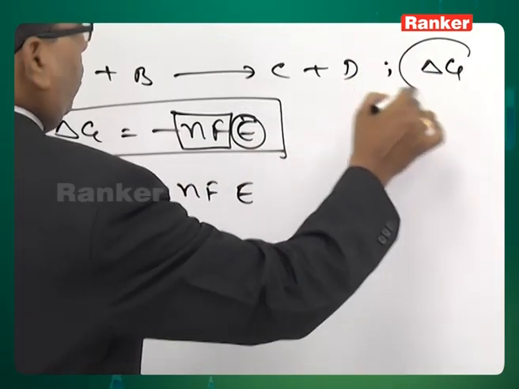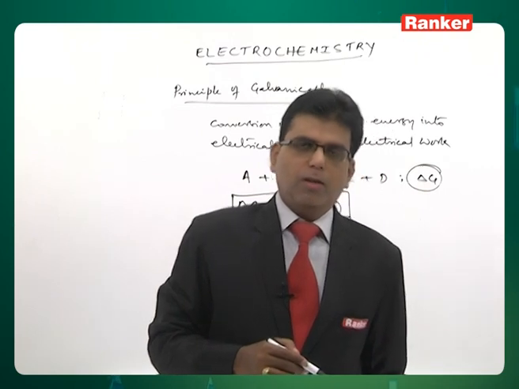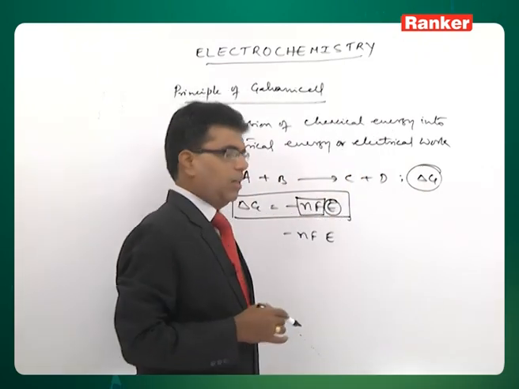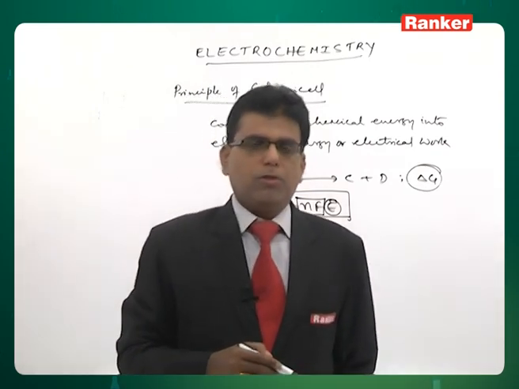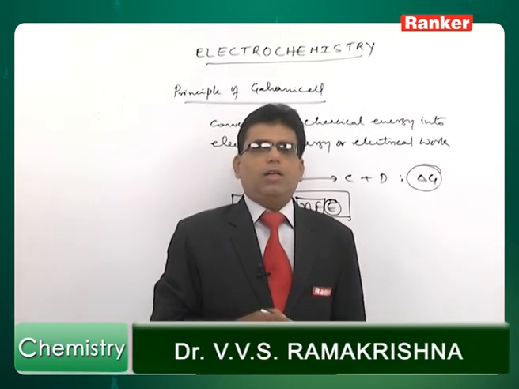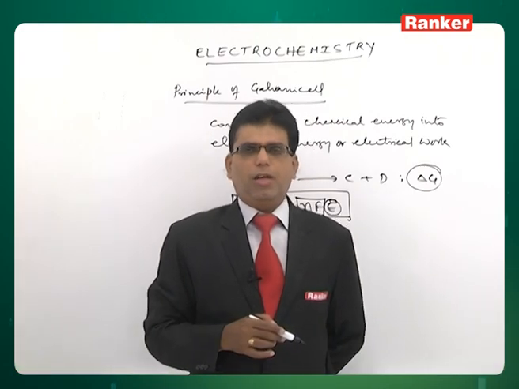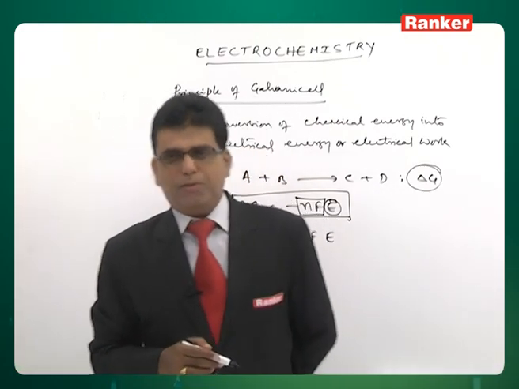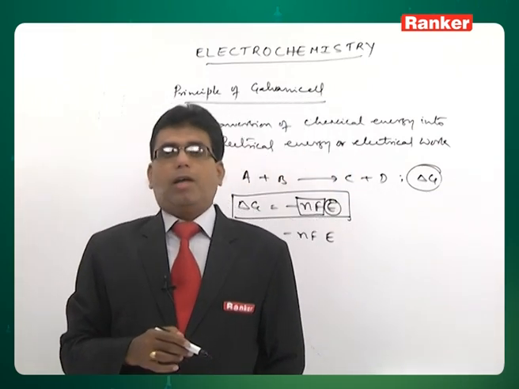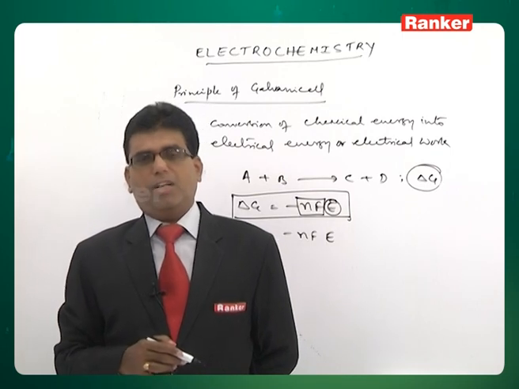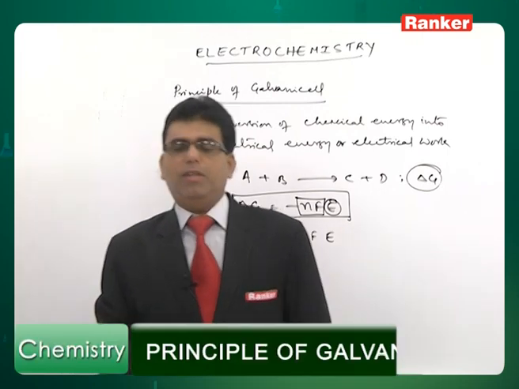So, depending on the quantity of energy that is released in a spontaneous chemical reaction, the energy is converted into electrical work, and that electrical work is used for different applications. So, the principle involved in the galvanic cell or electrochemical cell is conversion of chemical energy into electrical energy. In other words, a cell in which chemical energy is converted into electrical energy is the one that we call an electrochemical cell or galvanic cell.